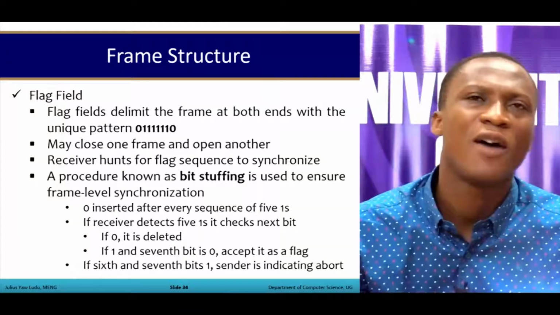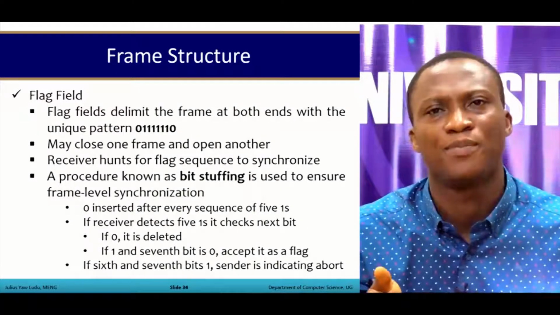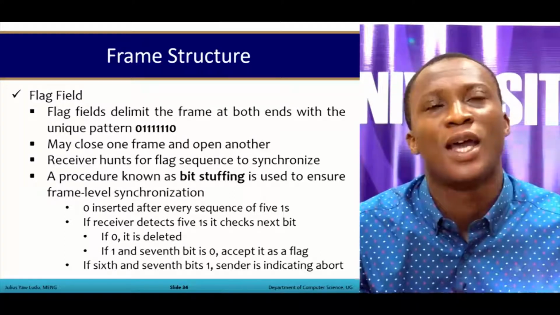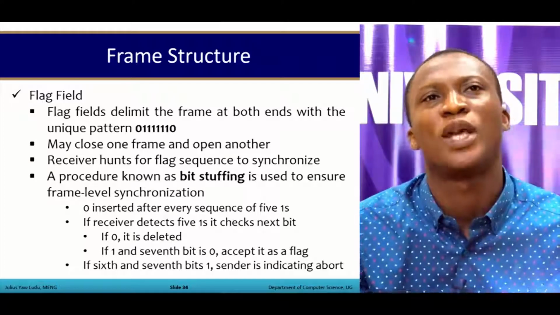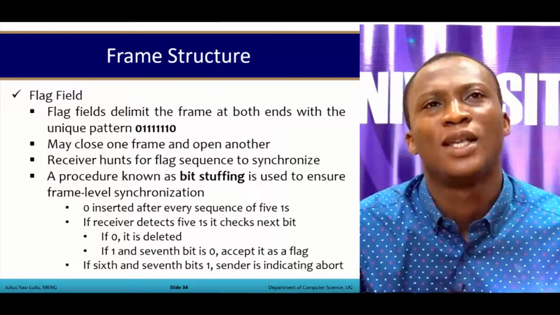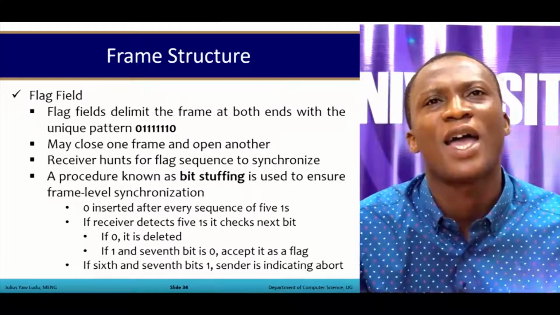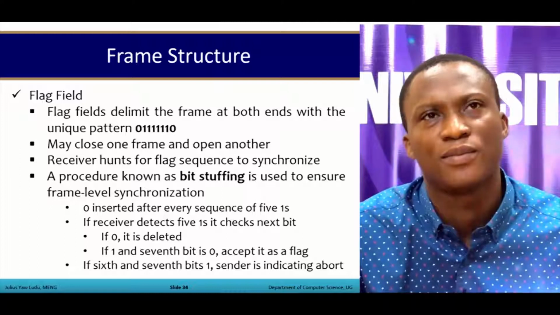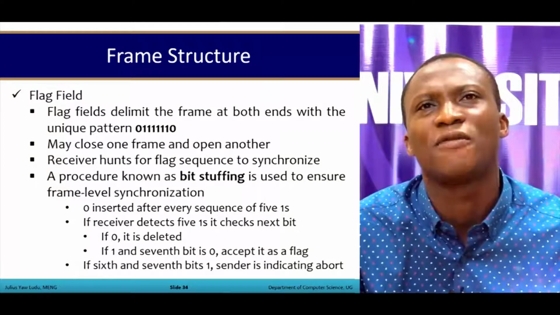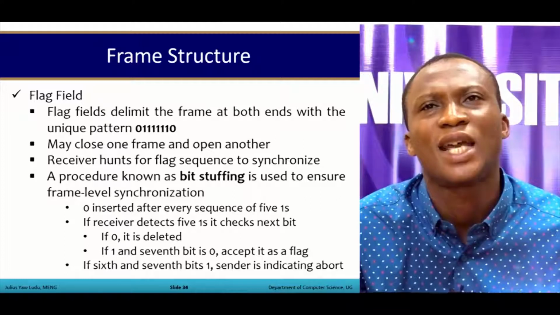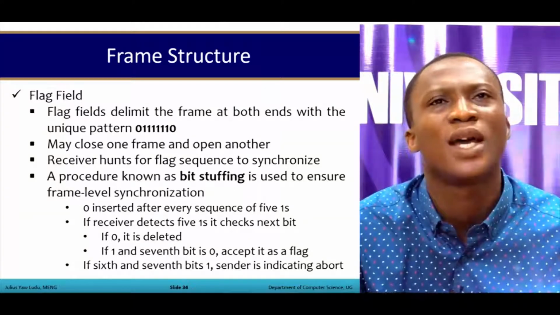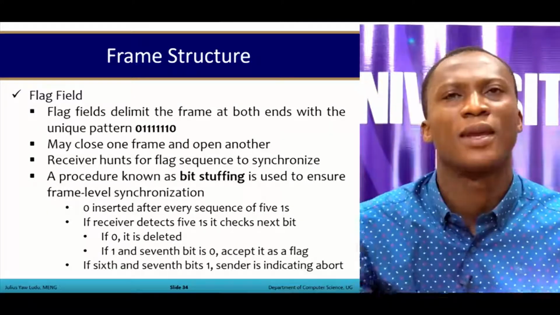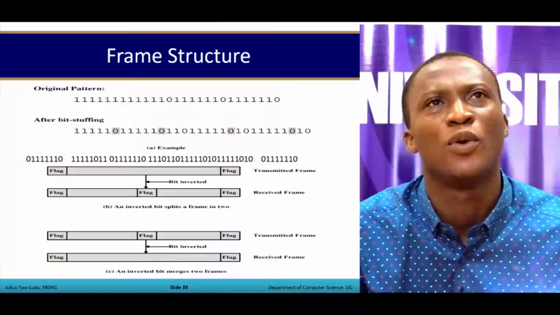Now, we have a frame to transmit, and we know that the frame is made up of zeros and ones, and our flag is also made up of zeros and ones. A 0 is inserted after every sequence of 5 ones. If the receiver detects 5 ones, it checks the next bit to see whether it is a 0 or a 1. Now, we have an example.